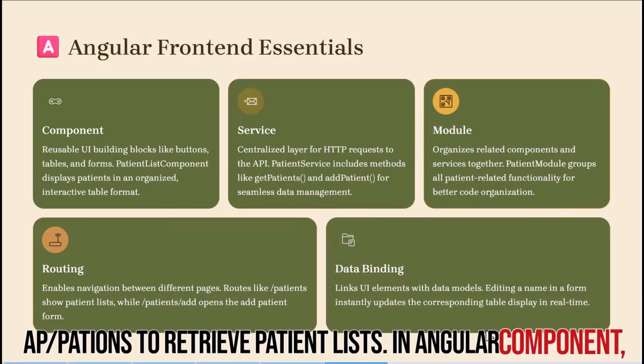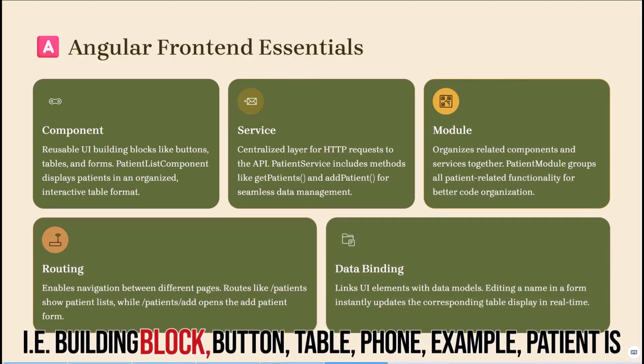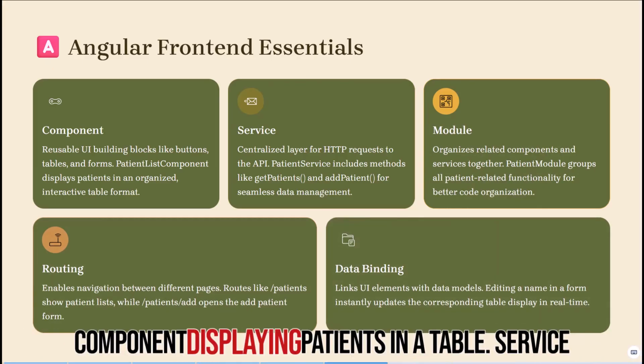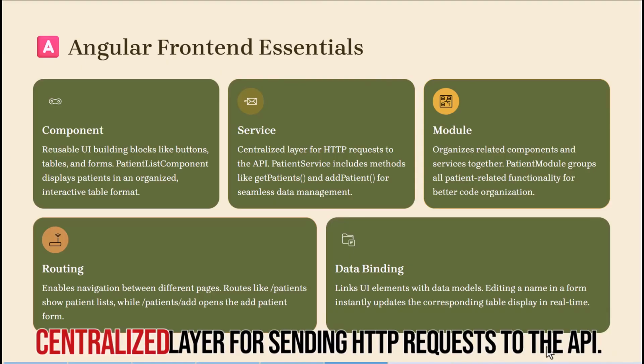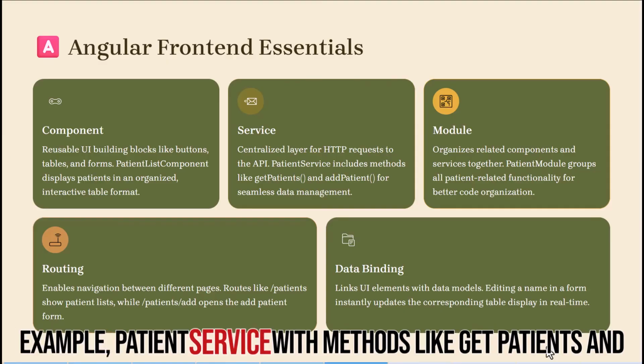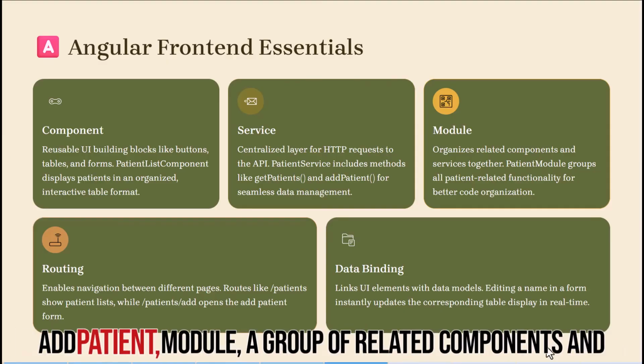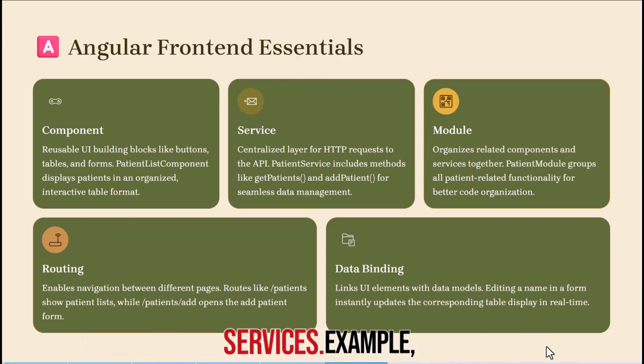In Angular, a component is a UI building block: button, table, form. Example: a patient list component displaying patients in a table. A service is a centralized layer for sending HTTP requests to the API. Example: a patient service with methods like get patients and add patient. A module is a group of related components and services. Example: a patient module.